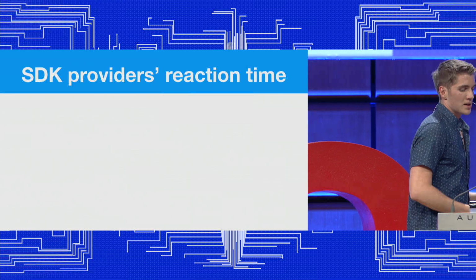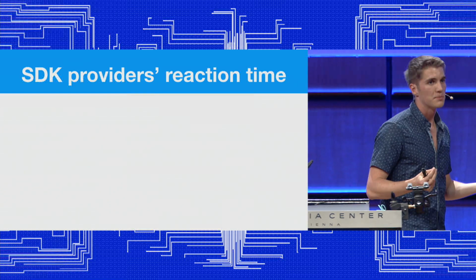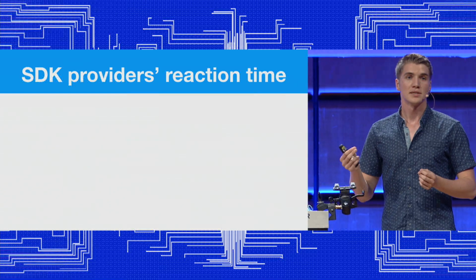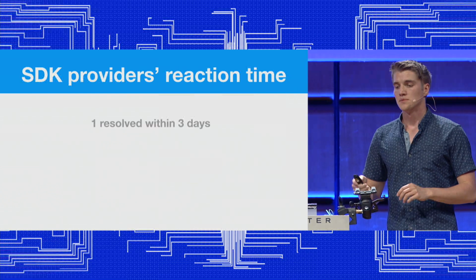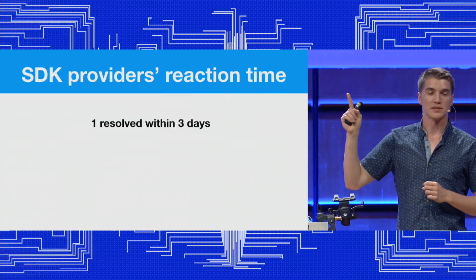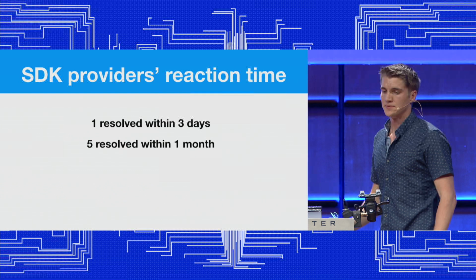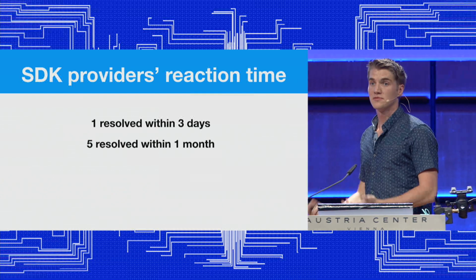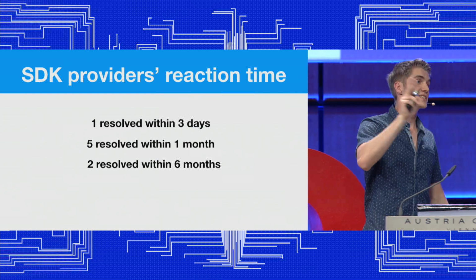And so the scary piece was that I reported this issue to all the SDK providers, obviously. And I reported it half a year ago. This was a project I did in October, November. So one provider fixed it within 3 days, which is pretty good. Changing a link, right? 5 of them resolved it within a month, which is still fine. 2 needed 6 months to resolve it.